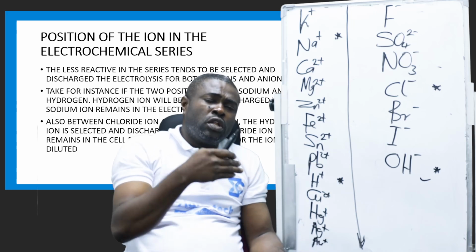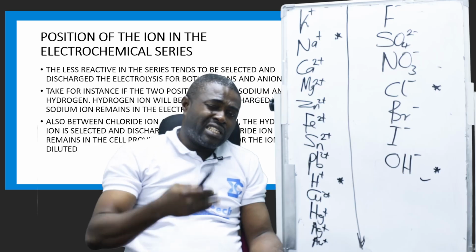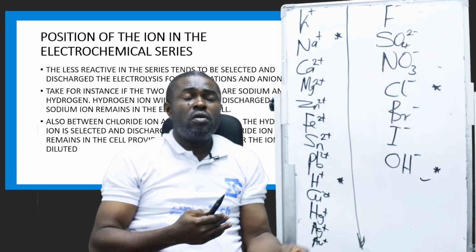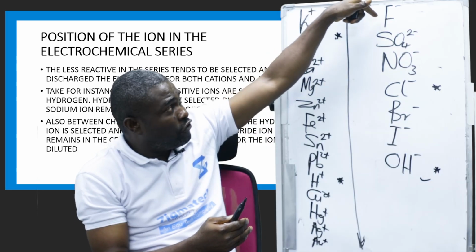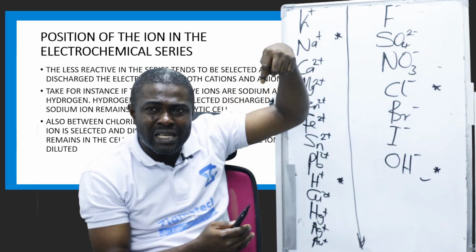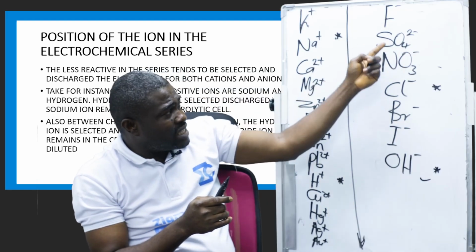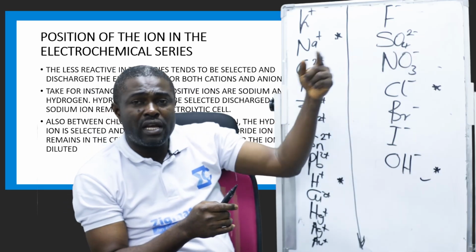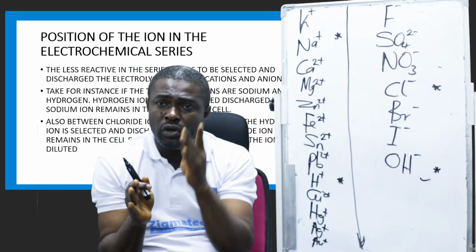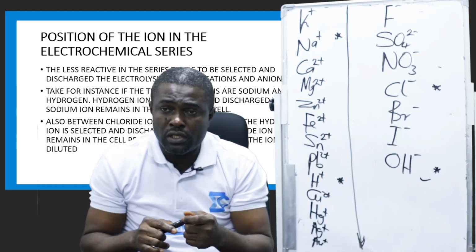In other words, the ones that are less reactive are discharged in preference to the ones that are more reactive. Of course you are aware that fluorine is the most reactive non-metal, especially in the first 20 elements. It's very reactive. So the one that is less reactive should be discharged in preference to the one that is more reactive. This is true for both the positive and the negative part of the electrochemical series.